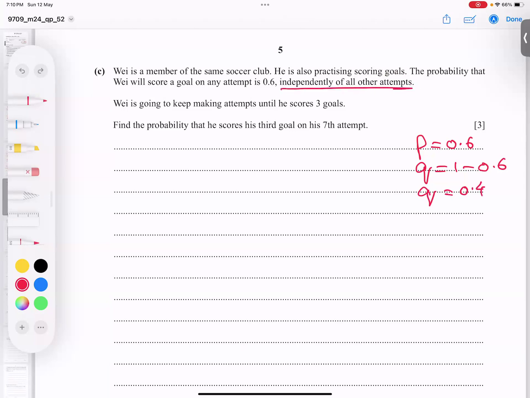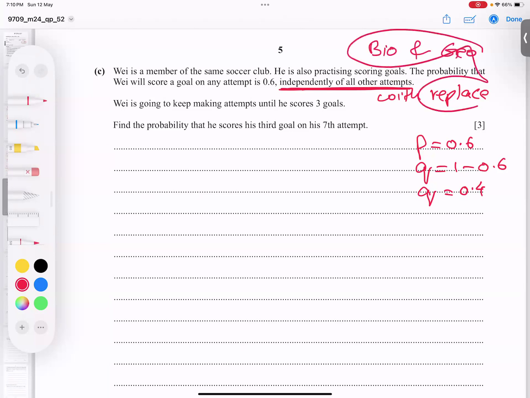So whenever this situation comes, independent means without, this behaves like a without replacement. Oh, sorry, with replacement, with replacement, or this is the same meaning. And in this kind of situation we can apply the binomial formula and the geometric formula. So two formulas we can implement in these situations.